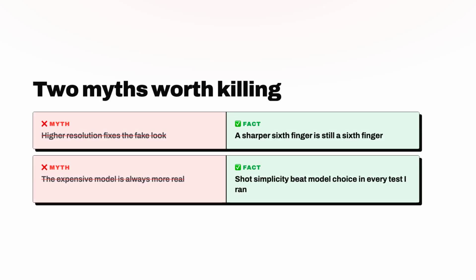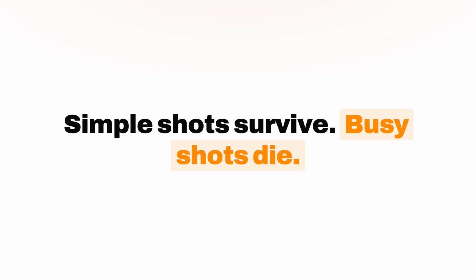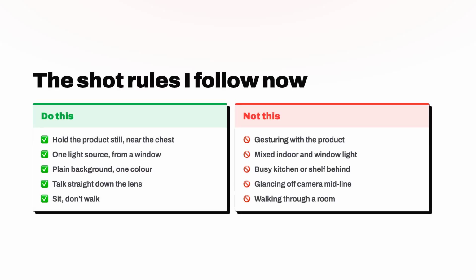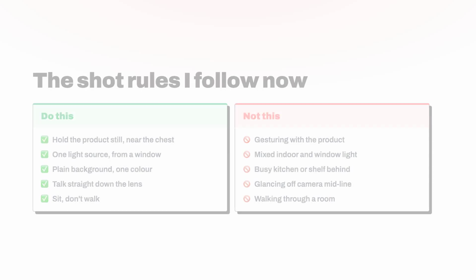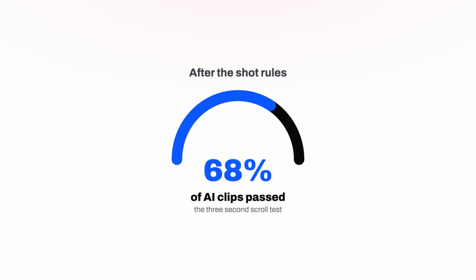Couple of myths worth killing here: higher resolution doesn't help you, and a more expensive model mostly doesn't either, which nobody wants to hear. So the rule I landed on is stupidly simple. The more that's happening in frame, the more chances the model gets to break something. So do this, not that. Hold the product still, keep the hands low, one light source, and talk straight down the lens. Boring. And it works. Once I applied that, about 68% of clips passed what I call the 3-second test. Would you keep scrolling? That's the only bar that actually matters.